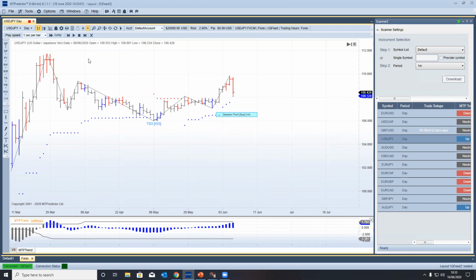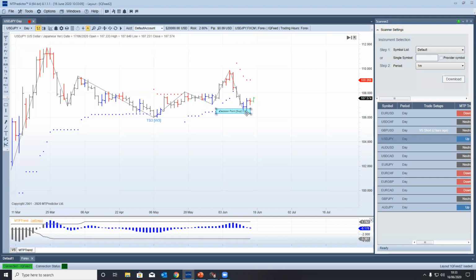What has the yen done? Well, if I turn training mode off, look at that. Do you see that? It's gone right down to that level before it started to rally back up again. This DP off the last swing into the higher low just calls these reversals so many times. It's such an important area to have.